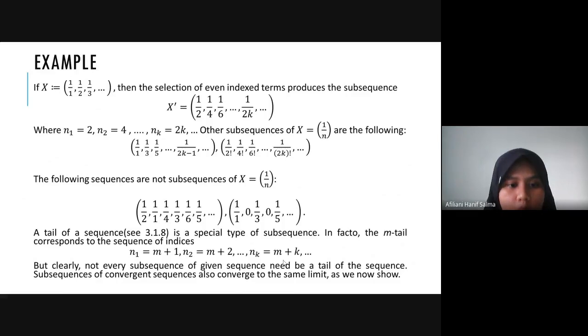A tail of a sequence is a special type of subsequence. In particular, the m-tail corresponds to the sequence of indices n_1 = m + 1, n_2 = m + 2, and so on until n_k = m + k. But clearly, not every subsequence of a given sequence need be a tail of the sequence. A subsequence of a convergent sequence also converges to the same limit, as now shown.